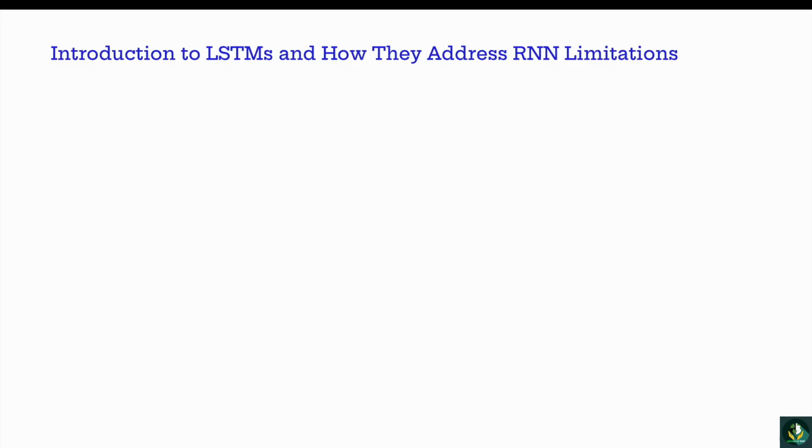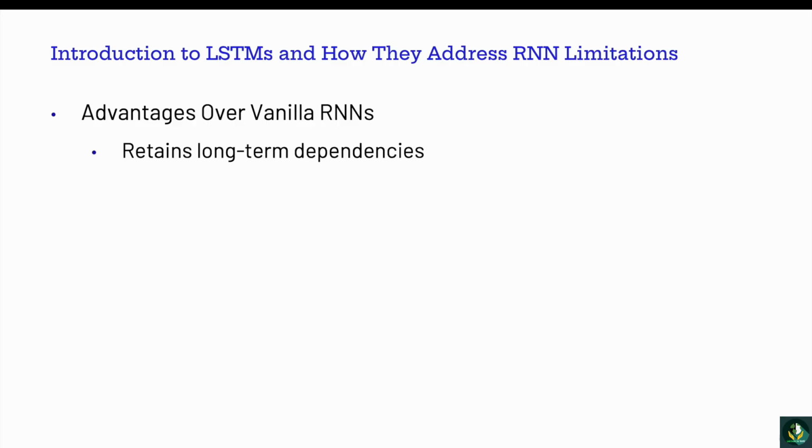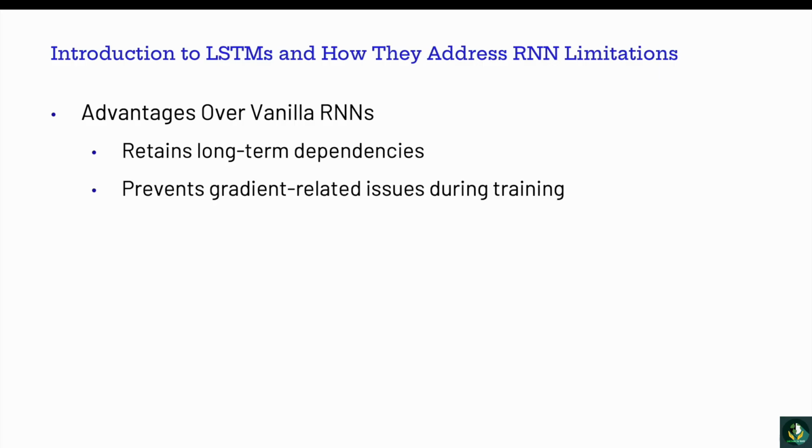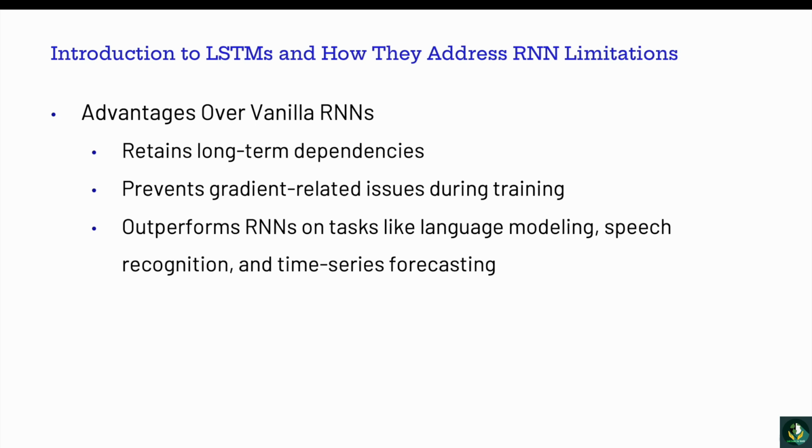Now, what are the advantages of LSTM over vanilla RNNs? First, it retains long-term dependencies. Next, it prevents gradient-related issues during training. And it outperforms RNNs on tasks like language modeling, speech recognition, and time series forecasting.